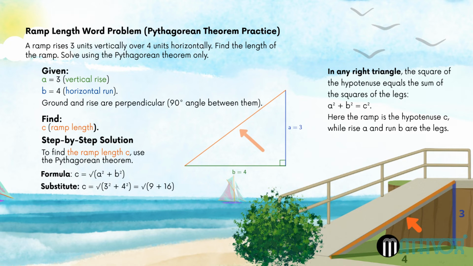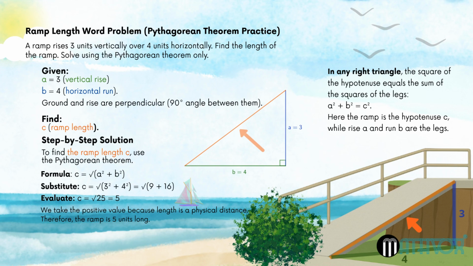Substitute. C equals square root of 3 squared plus 4 squared equals square root of 9 plus 16. Evaluate. C equals square root of 25 equals 5. We take the positive value because length is a physical distance. Therefore, the ramp is 5 units long. Answer. The ramp length is 5 units.